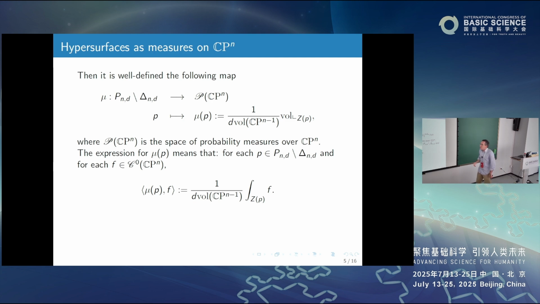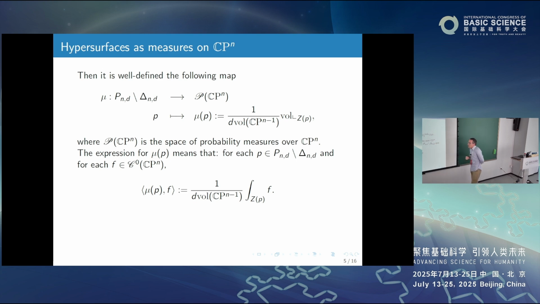So what it means, you can recall that our plan for the moment is to associate to any homogeneous polynomial a probability measure. And so if you are outside of the discriminant, there is no problem. The zero set will be a smooth complex submanifold of a fixed volume that will not depend on the polynomial. So therefore, our probability measure will be just the volume measure of the Z of P seen as a submanifold of CPN, renormalized by this constant that will not depend on the polynomial itself. And this map then will be a map from the space of homogeneous polynomials into this notation here, which means the space of probability measures over CPN, okay?